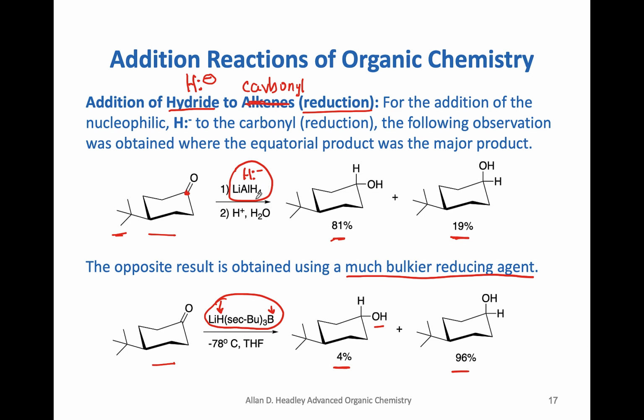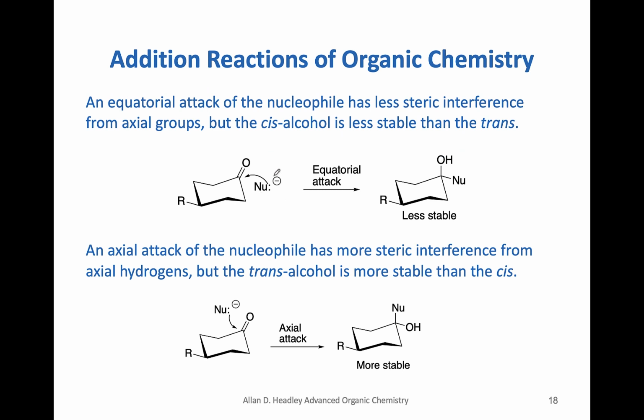So let's look at the explanation. As you can see here is the cyclohexanone. This is the tert-butyl group here to maintain integrity of the conformer.